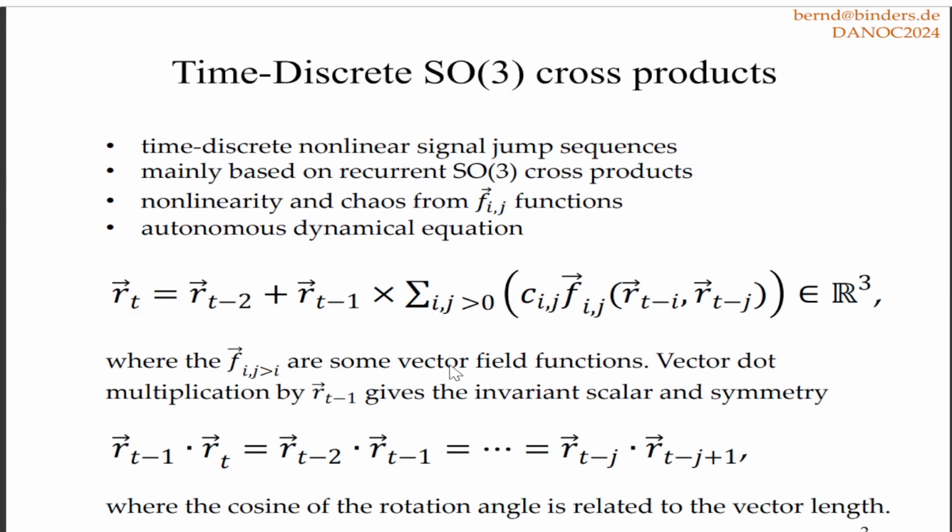The time-discrete SO3 cross products are part of a time-discrete nonlinear signal jump sequence and mainly based on recurrent SO3 cross products. And here is the formula. There are different time labels. So this is the new vector. This is 2 times 2 steps ago vector, the last vector, crossing a sum of coefficient times functions depending on previous values. So there's very likely some chaos nonlinearity in those vector functions here. They are all part of three-dimensional space.